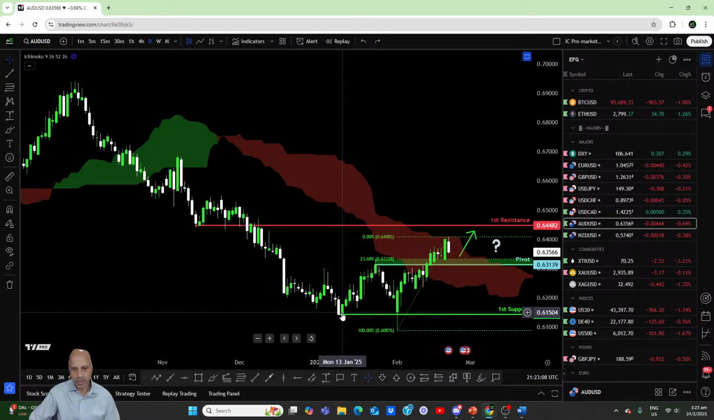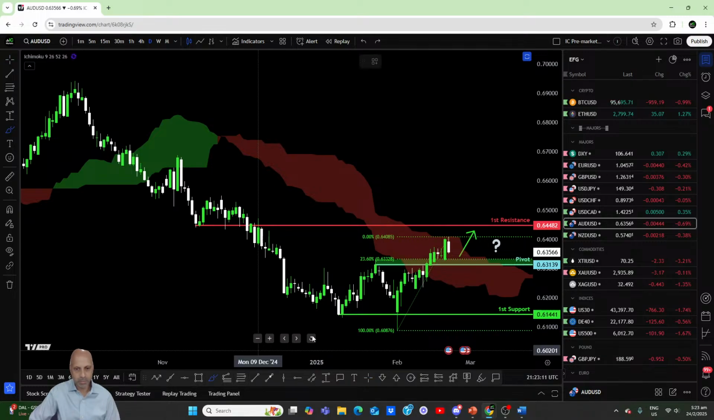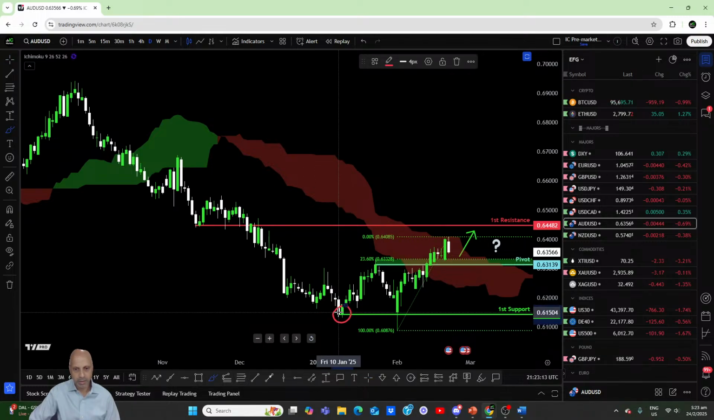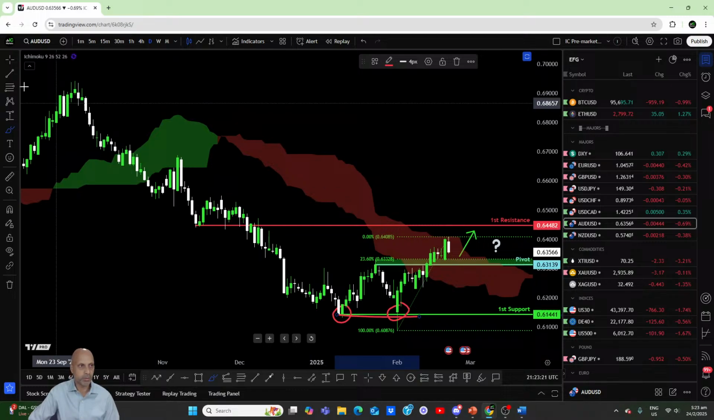We can see this strong multi-swing low support being in place since 10th of January, and of course rebounding strongly in the first week of February as well. So very strong multi-swing low support at 61.44, which has been identified as the first support for the Aussie.